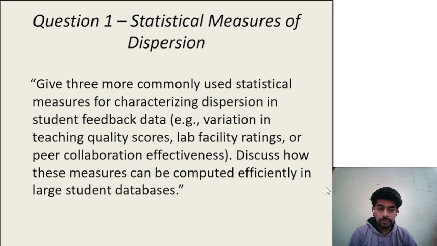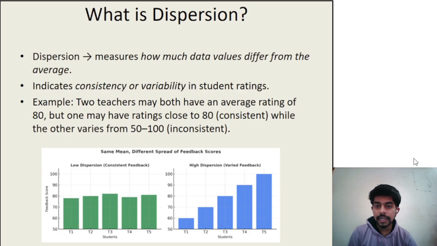So, this question is asking us to discuss three statistical measures used to describe how spread out or variable the student feedback data is, and also how they can be efficiently computed for larger data sets. So let's move on to the next slide.